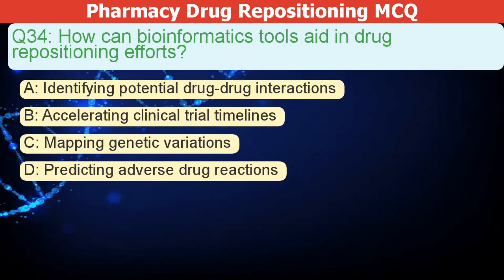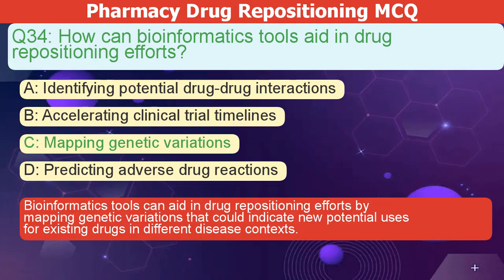How can bioinformatics tools aid in drug repositioning efforts? A. Identifying potential drug-drug interactions. B. Accelerating clinical trial timelines. C. Mapping genetic variations. D. Predicting adverse drug reactions. The correct answer is C. Bioinformatics tools can aid in drug repositioning efforts by mapping genetic variations that could indicate new potential uses for existing drugs in different disease contexts.